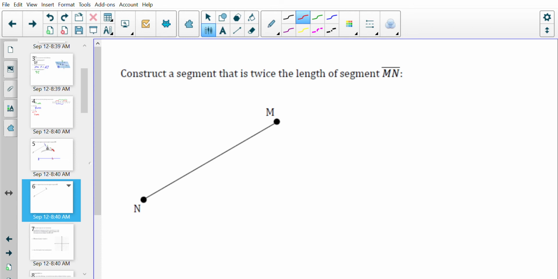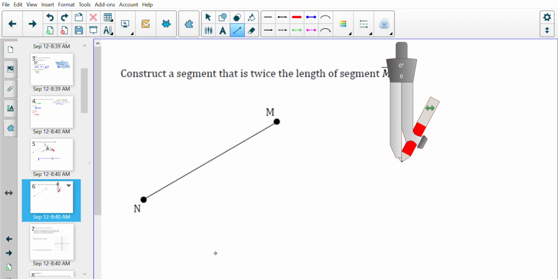Now here what I want to do is construct a segment twice the length of M to N. So I'm going to do the same thing. I need to use the compass. I'll put it off to the side. And again, to construct the segment, first thing, I'm going to just use the ruler and draw a pretty large line, because we don't know exactly where twice the length of MN is.